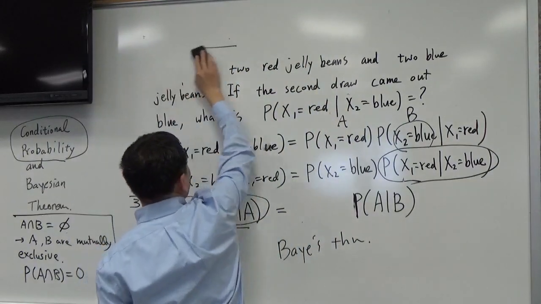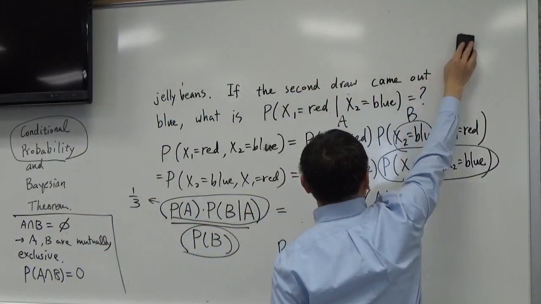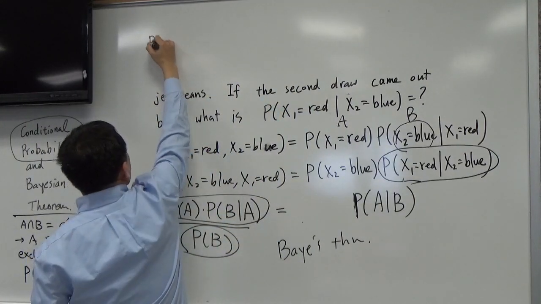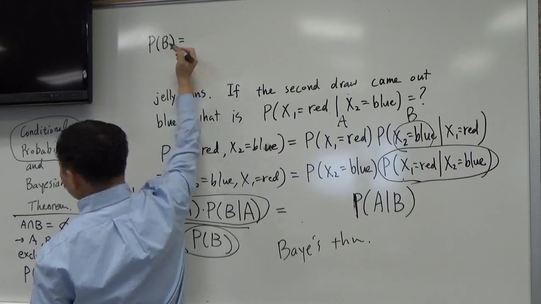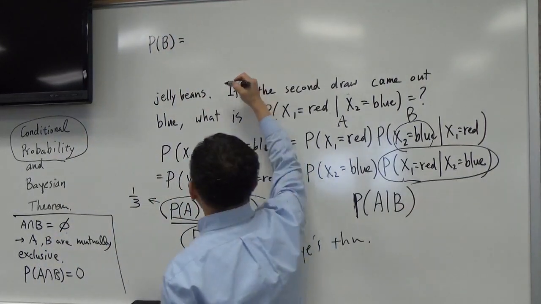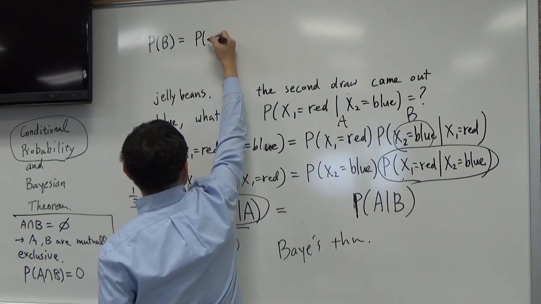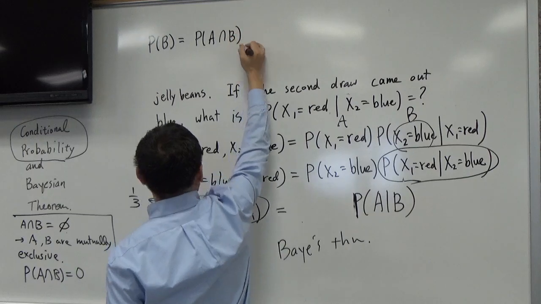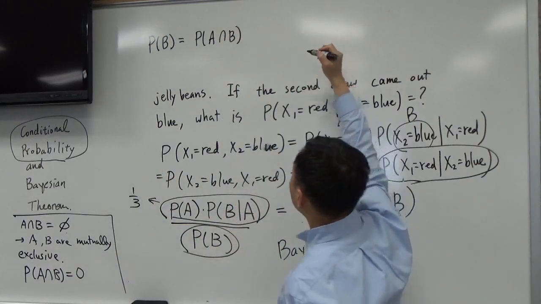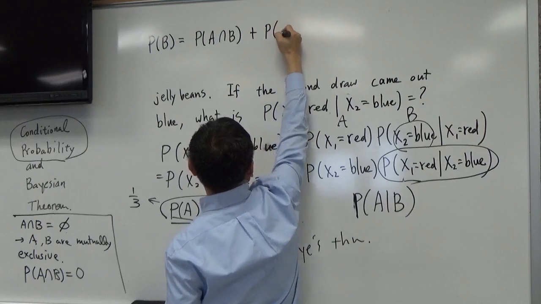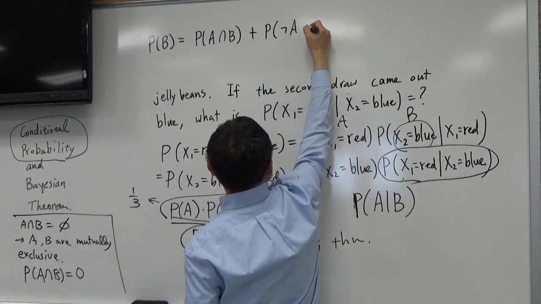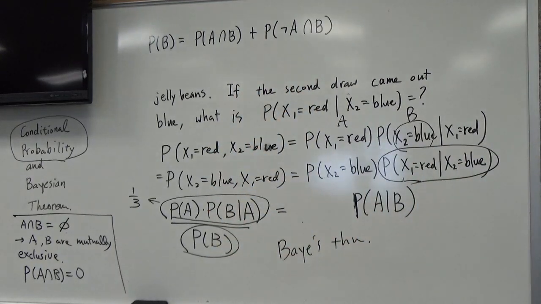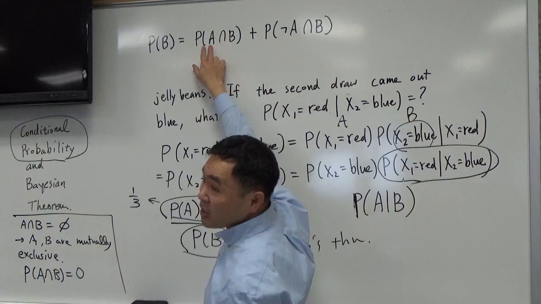I'll read that a little bit here and then explain that part. Probability that B would happen would be probability that A and B would happen, okay? Plus probability that not A and B would happen. Do you agree? So A is getting a red on the first one, right?